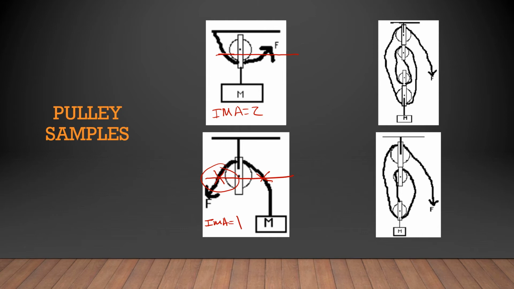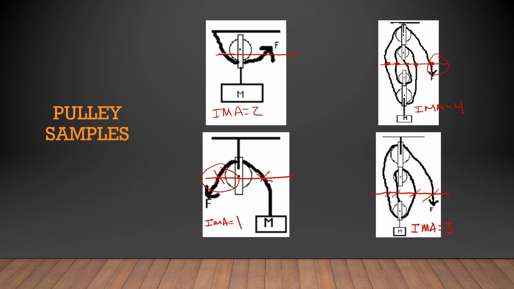If we go over here to the upper right, we draw a line straight across. We have 1 point of contact, 2, 3, 4, 5 points of contact. But this last one won't count because it's being pulled downwards. So the IMA for this one is 4. The last one, we'll draw a line straight across. We get 1, 2, 3, 4 points of contact, but the one on the far right isn't going to count because it's being pulled down. So we have an IMA equal to 3.